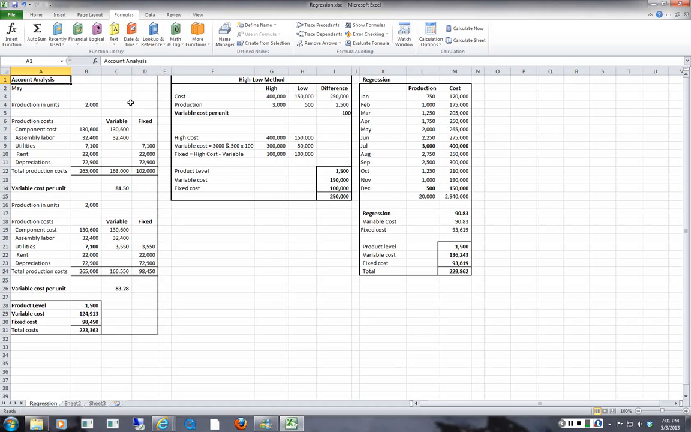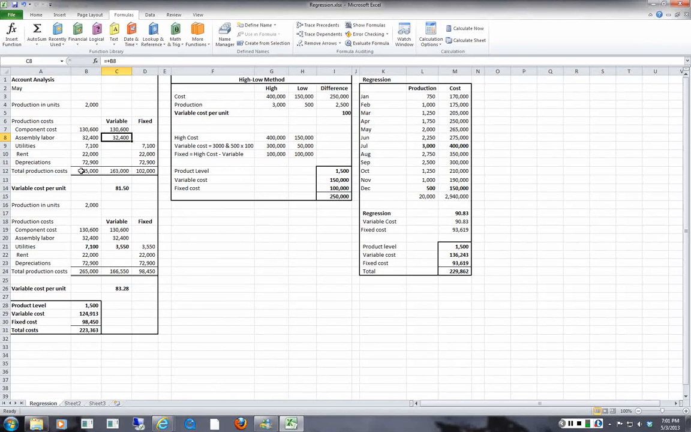Like, I'm an accountant and I know what's in the figures, and I can look at these numbers and determine what's variable and what's fixed. So here's production in units of 2,000, and I go through the books and I look. Here's $265,000 of cost, $130,600 is the component cost, assembly labor $32,400, and so forth. I determine, because I deal with the numbers all the time, that $130,600 of component cost is variable. And I determine that $32,400 of assembly cost is indeed variable. All the rest of those costs are fixed.